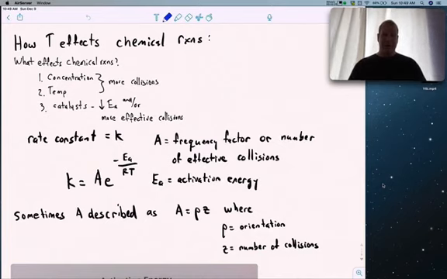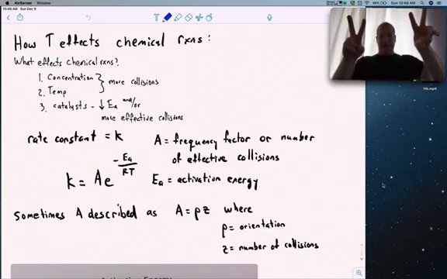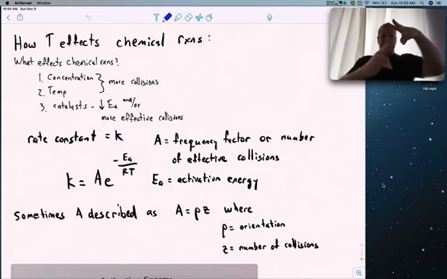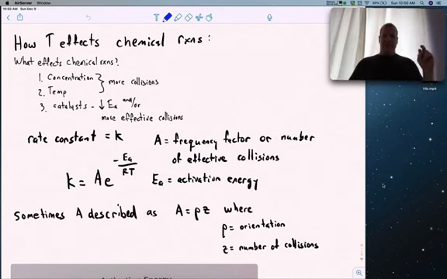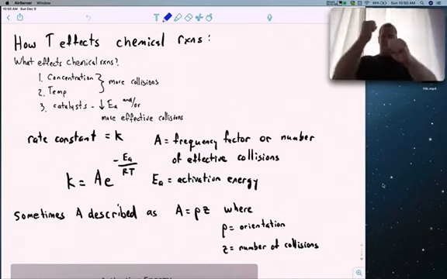So let's say I'm trying to form this molecule from these two reactants. More collisions, so they can collide like this. This tends not to make a chemical reaction. This probably won't do, but this collision can form this molecule. So you have to have the right type of collision too. So orientation is important.